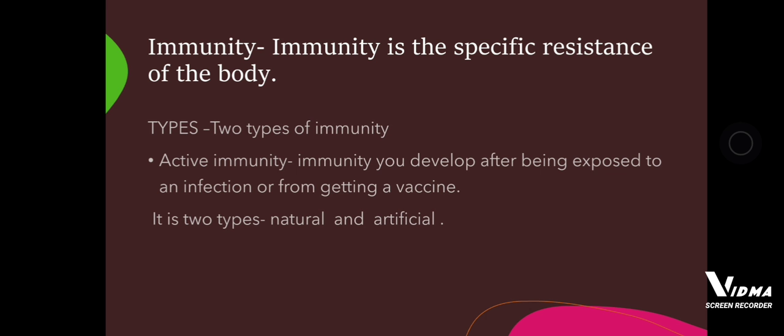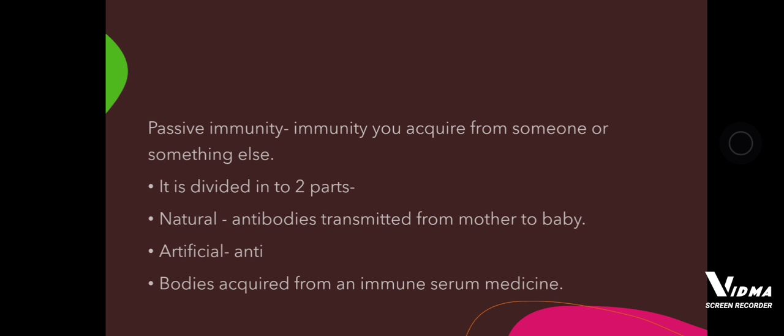Natural immunity is whatever immunity we build after getting an infection. Artificial is the immunity we get through a vaccine. So immunity is a self resistance of the body. There are two types: active and passive immunity. Active is developed after being exposed to the infection or after a vaccine, and it has two types: artificial and natural. Okay. Now passive immunity we will see.